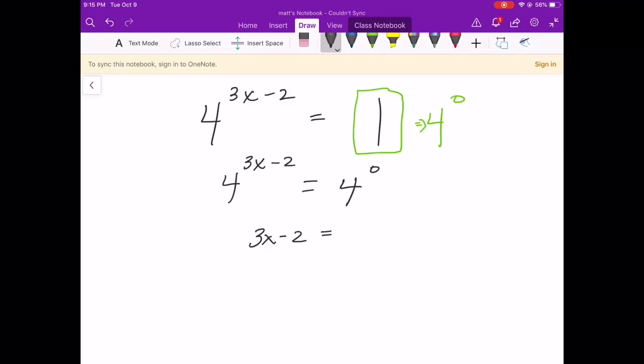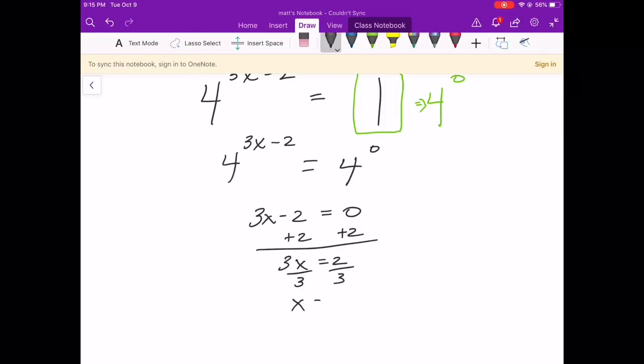3x minus 2 is equal to 0. Add 2 to both sides in an effort to get x by itself. 3x is equal to 2. Divide everything by 3, and x is equal to 2/3.